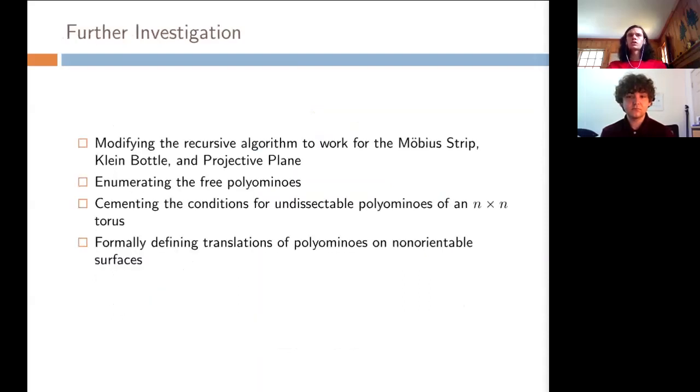Some further questions we want to look at include modifying the recursive algorithm to work for the Mobius strip, Klein bottle, and projective plane, enumerating the free polyominoes, cementing the conditions for undissectable polyominoes of an n by n torus, and formally defining translations of polyominoes on non-orientable surfaces.